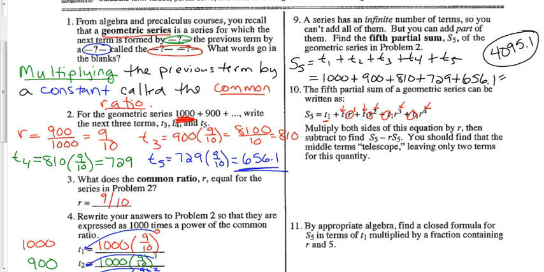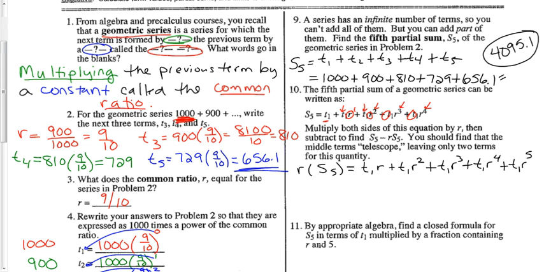It says multiply both sides of this equation by r. So I have r times S sub 5 equals t1 times r plus t1 times r squared, plus t1 times r cubed plus t1 times r to the fourth. How many terms do I have? 1, 2, 3, 4. Plus t1 times r to the fifth. So I end up with this when I multiply through by r.